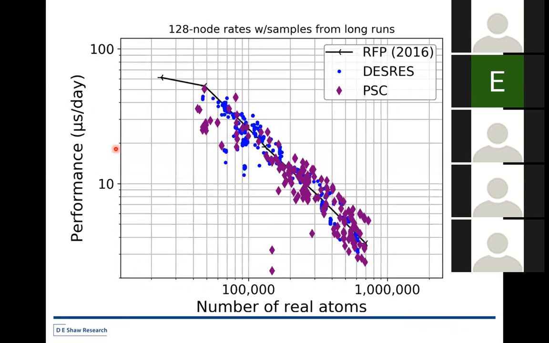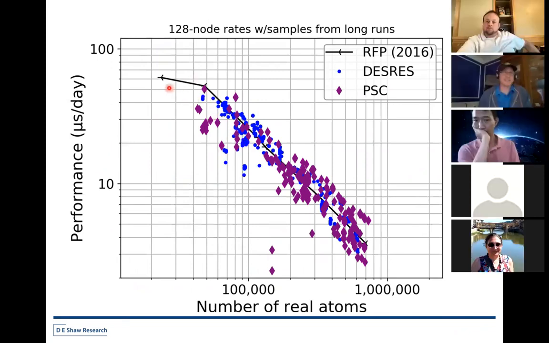So my last real slide here, I wanted to elaborate a little bit on the performance curve that Phil was showing as a table. So this is the same number as showing performance in microseconds per day versus number of real atoms. And the black line in there is exactly that table that Phil was showing. But then since we've run this for several years now, we can collect data from real systems that have run on real machines, both in PSC, which is the purple dots, and at DESRES, and see, yeah, this is actually a pretty good estimate of what people get.